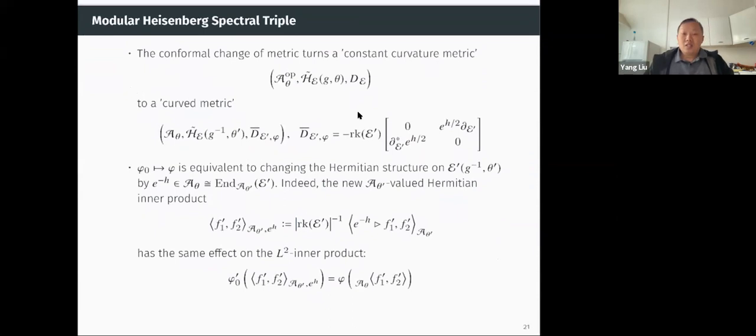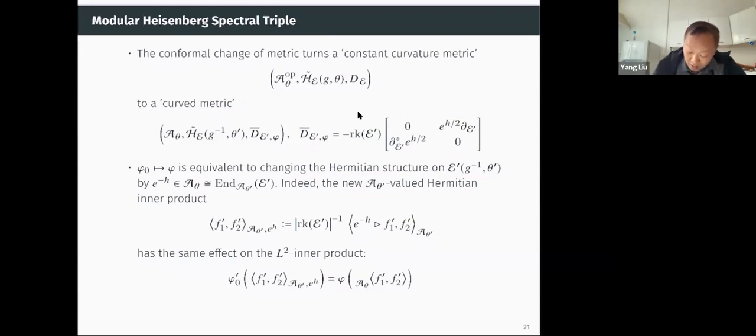So again, the tricky part is here. The elements in A theta, you should think of this as endomorphisms on a bundle of our Heisenberg module, right? So the Weyl factor on A theta is actually an endomorphism on the bundle. Using this endomorphism, we can change the Hermitian structure on the bundle. But thanks to this Morita equivalent business, we can move.